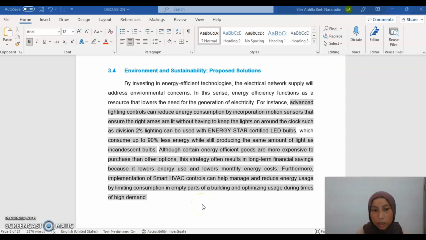And then it also can implement smart HVAC controls that can help manage and reduce energy usage by limiting consumption in empty parts of a building and also optimizing usage during times of high demand.